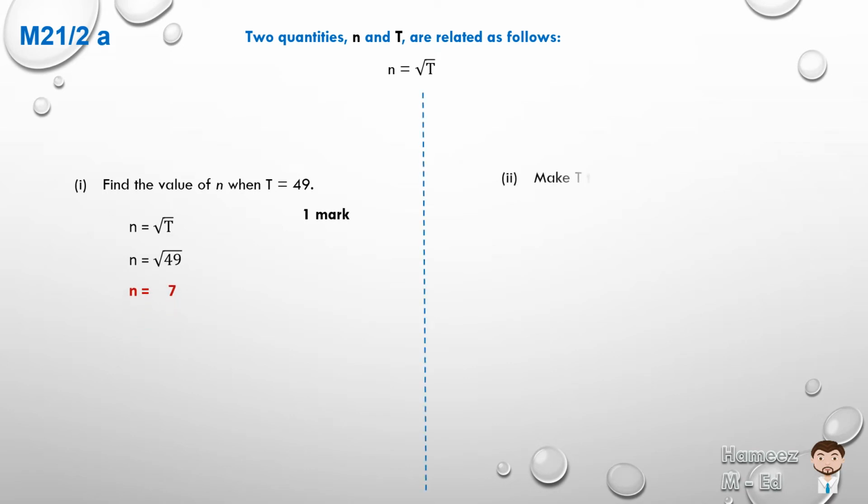And part 2. Make t the subject of the formula. So if n is equal to the square root of t, as we write that formula, we want t alone on the right-hand side, so we need to remove the square root sign. When we carry the square root sign across, we get the inverse of square root. What's the opposite of square root? Squared. So n squared is equal to t.